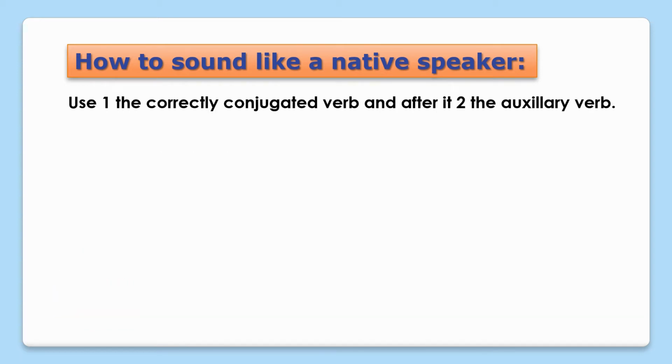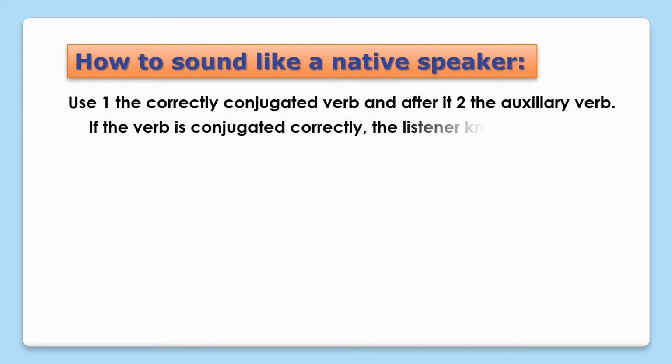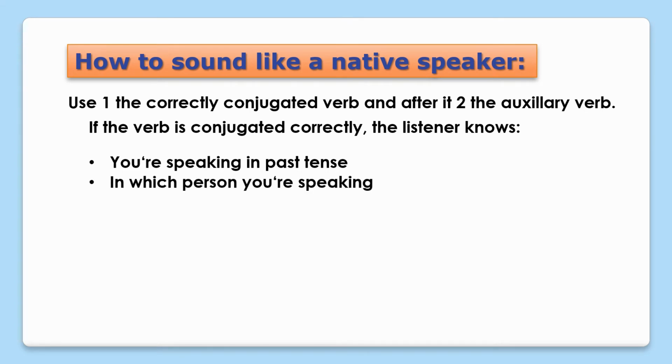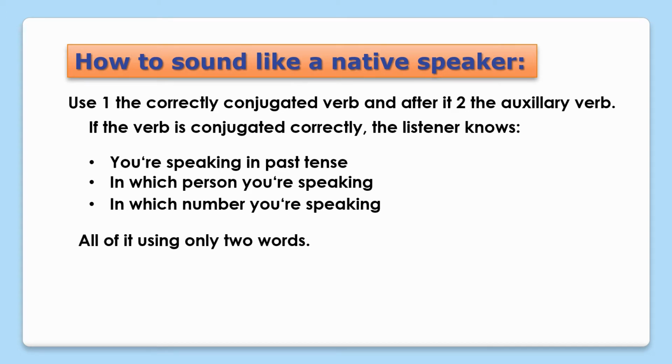So, as I said before, you need to change the position of the auxiliary verb. So first you use the correctly conjugated verb and then after it the auxiliary verb. And if the verb is conjugated correctly, the listener knows everything, that you're speaking in past tense, which person you're speaking in and which number you're speaking in. So all of it you can do by using only two words. Kričali sme.